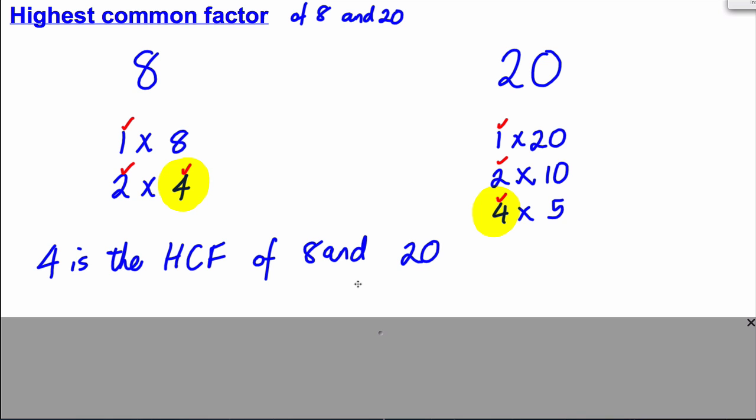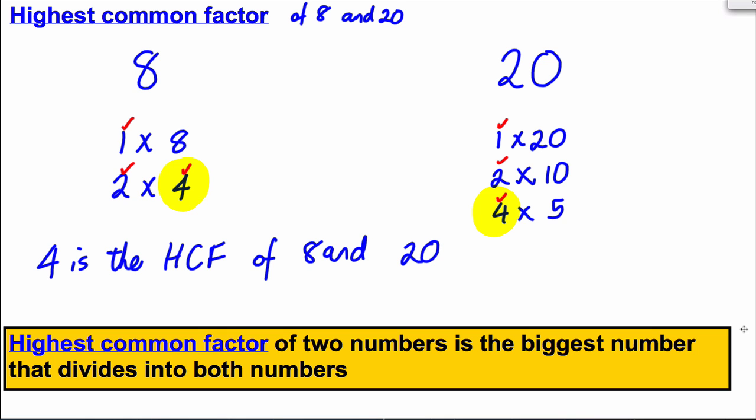It is the biggest number that divides into both the numbers you're thinking about. So to write down the definition, the highest common factor of two numbers is the biggest number that divides into both numbers. In this case, it was 4. Okay, I'm going to then move on to lowest common multiple, and then I want to show you how we can build on the prime number work we did yesterday to find these in a quicker way.